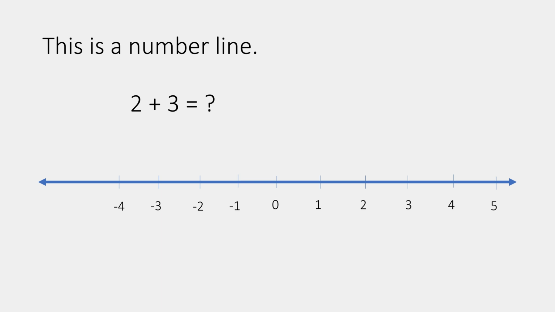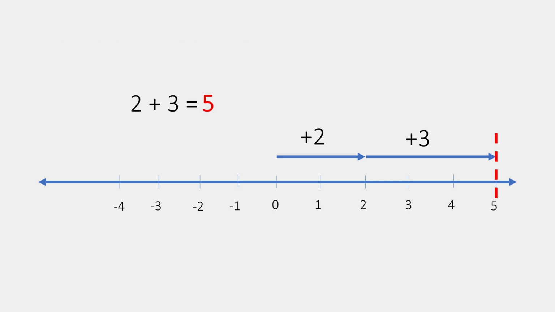2, since it's a positive 2, we go to the right of 0. So we go plus 2 plus 3, and the number ends on 5. 2 plus 3 equals 5.